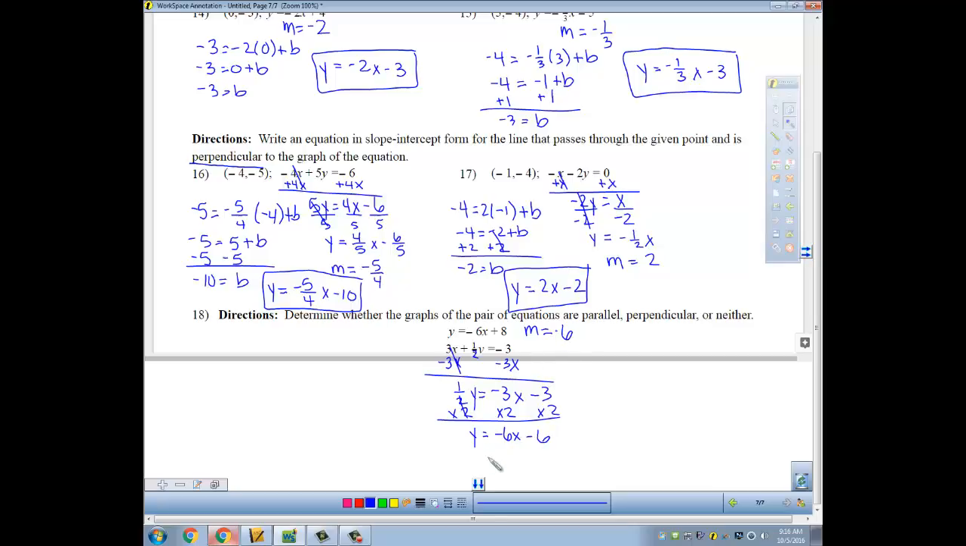So I compare my slopes. My slope for this line was also negative 6. Since they are the same, they're going to be parallel.